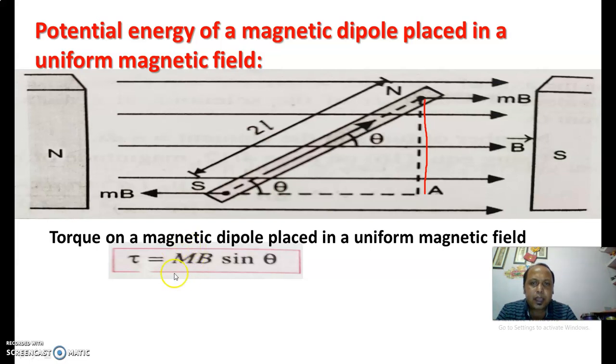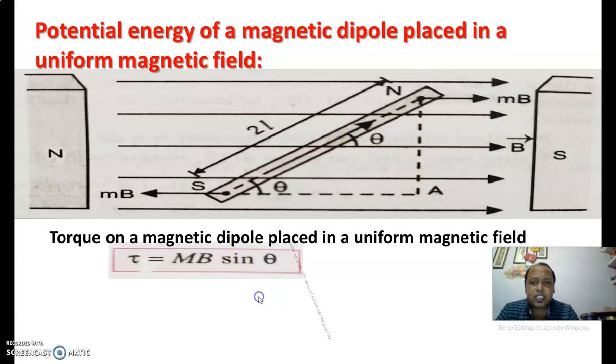So the value of torque is given by MB sine theta, and this is responsible for rotating the dipole. Now, when the dipole rotates, as given in the diagram, it rotates in the clockwise direction, and it will try to align itself in the direction of the magnetic field. Okay.